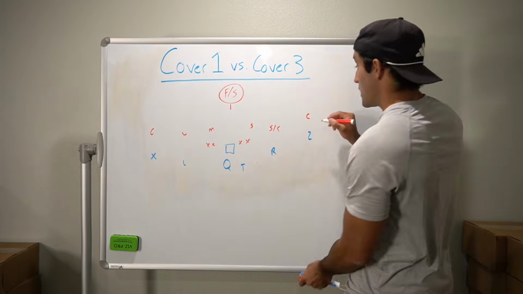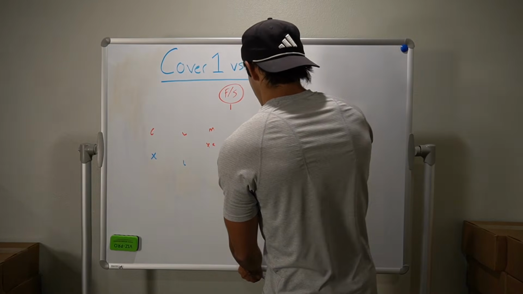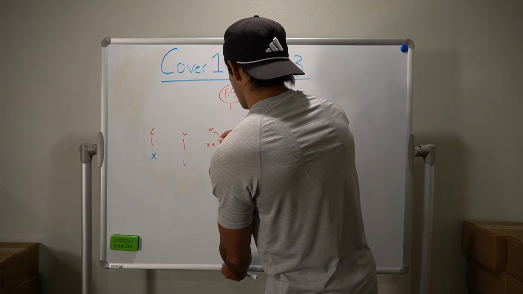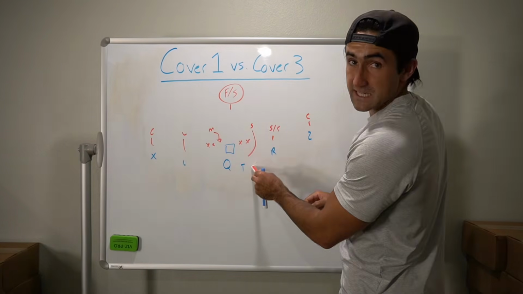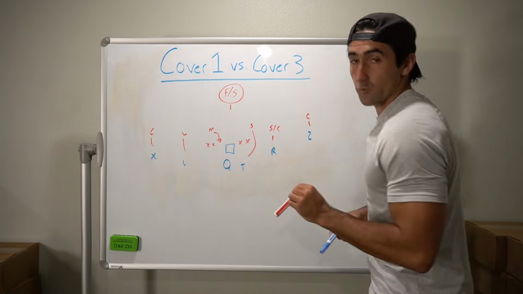But what we have over here is man coverage, man coverage, man coverage. Probably bringing pressure, so they're bringing 5, right? Now, if the running back stays in, this guy will also probably bring pressure, depends on the play. So that's cover 1, right?